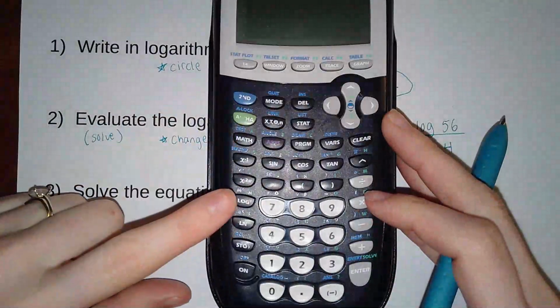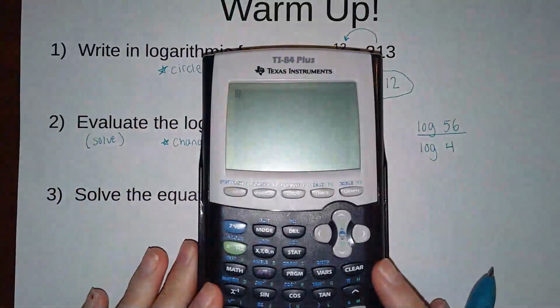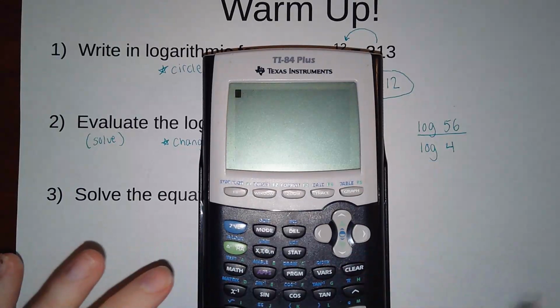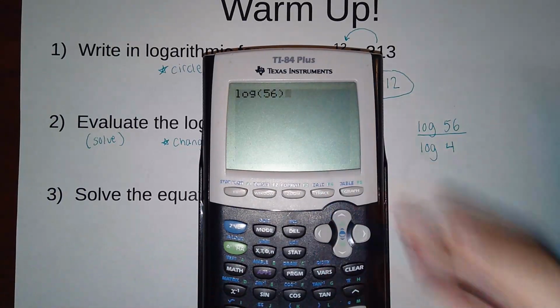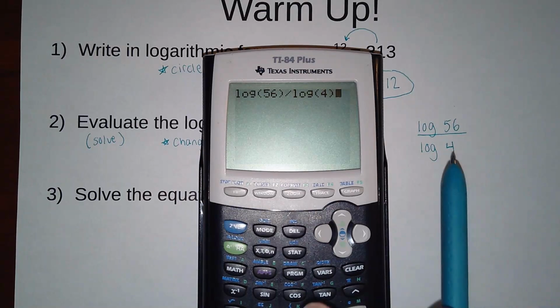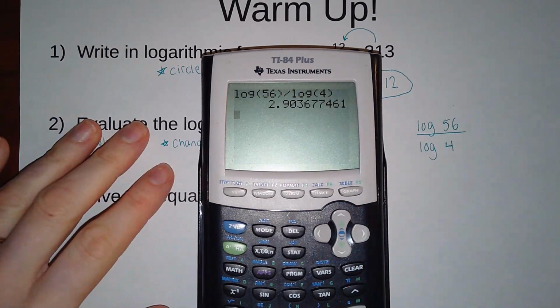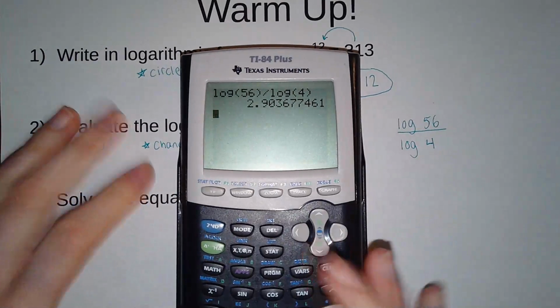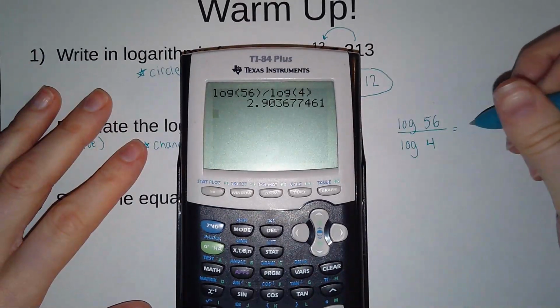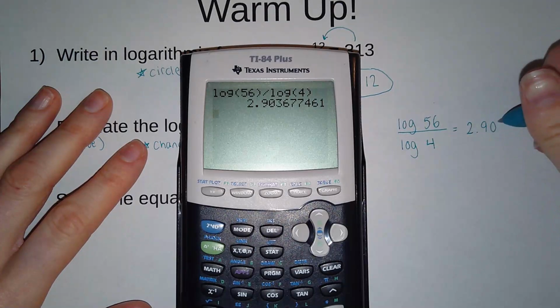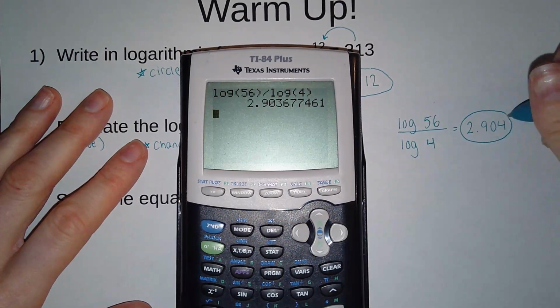So I'll go ahead and evaluate that on my calculator. You do have a log button, so I'll press the log button and type in 56. Just make sure to close your parentheses, and then we can divide that by the log of 4. We've been used to writing 3 decimals, and that will be the same on your test. So I'll say 2.904 is going to be my answer there.